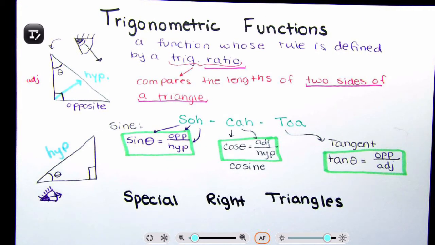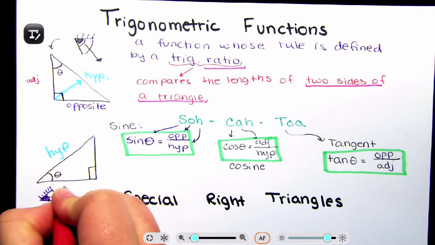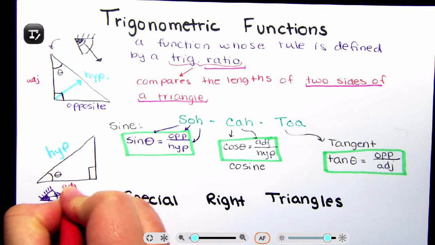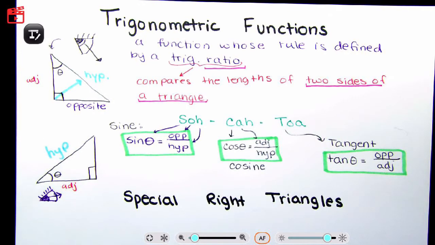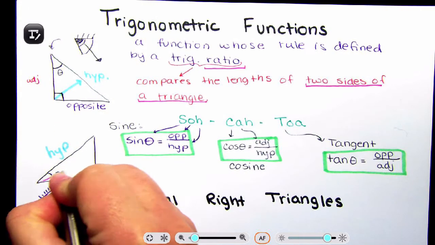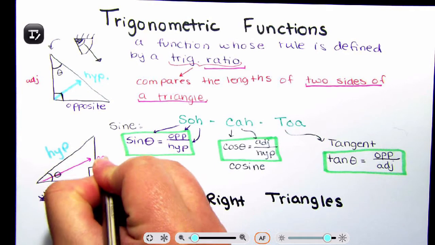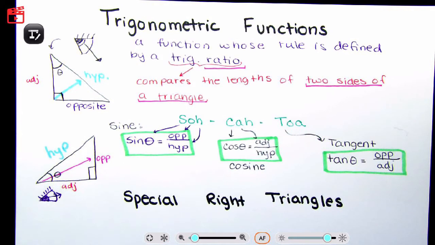That means my adjacent, trying to keep the same colors and I'm struggling here, is here, and my opposite is across my eyeball, across my theta. So make sure you know that.